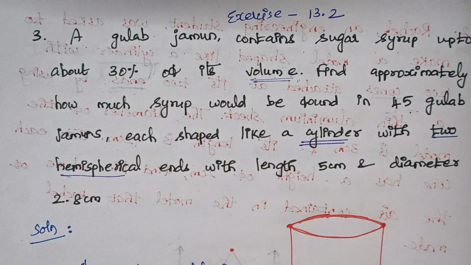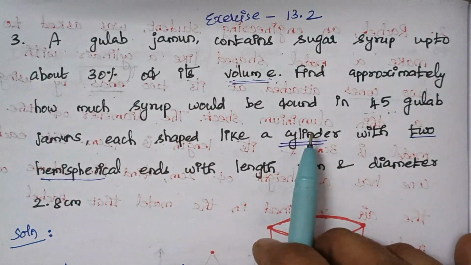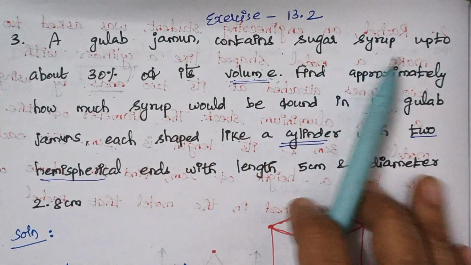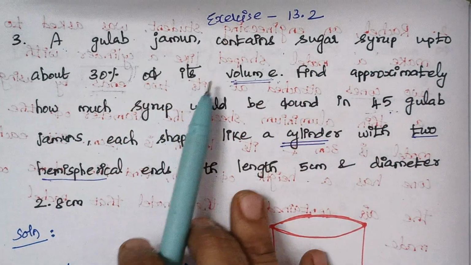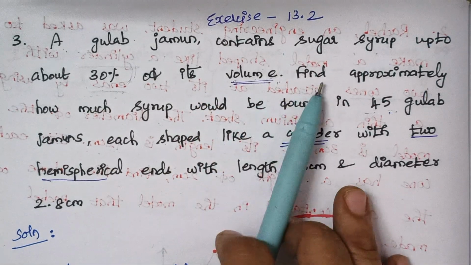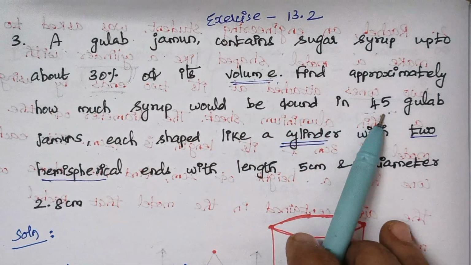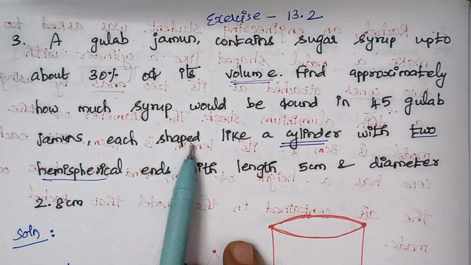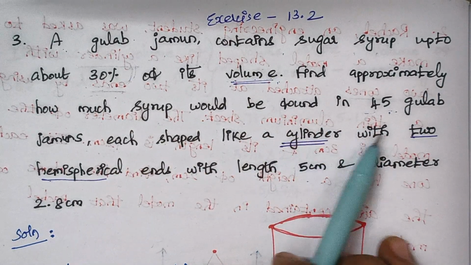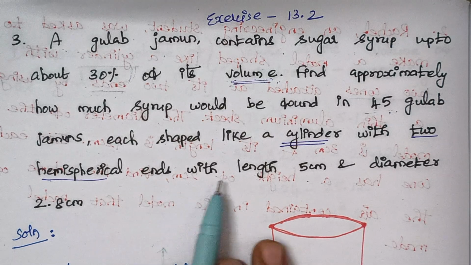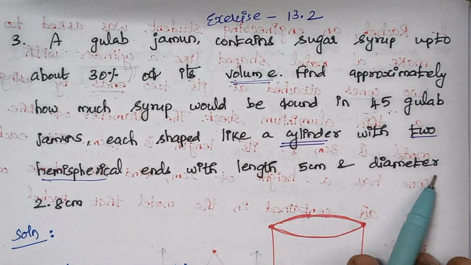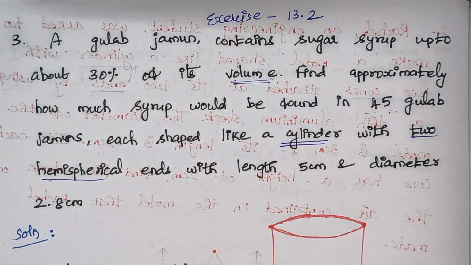Today we are going to solve problem 3 and 4 in exercise 13.2. The problem is: a gulab jamun contains sugar syrup up to about 30% of its volume. Find approximately how much syrup would be found in 45 gulab jamuns, each shaped like a cylinder with two hemispherical ends with length 5 cm and diameter 2.8 cm.